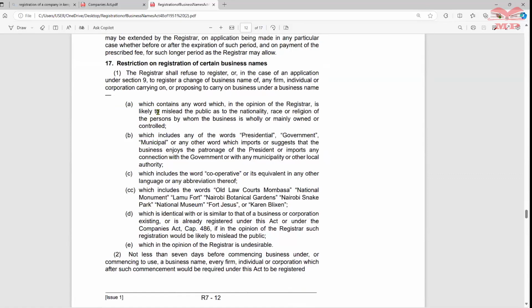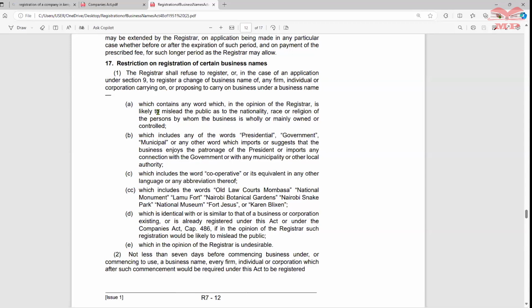so section 17 of the registration of business names is where we were reading from, on the restriction on registration of certain business names. So the registrar may refuse to register or even change a business name if your first business name was refused or should not have been registered. You go ahead and again change it, but you include these words. The public as to the nationality, race, or religion of the persons to whom the business is wholly or mainly owned, where it includes these words, presidential, government, municipal, that suggests that the business enjoys the patronage of the president or imports any connection with the government or with any municipality or other local authority.